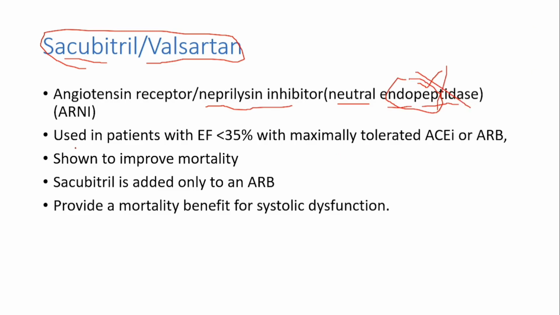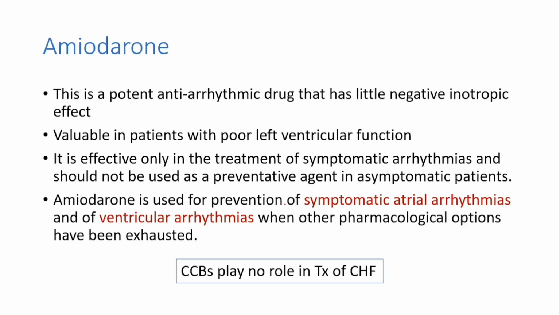Okay. So it is used in patients with an ejection fraction less than 35% with maximally tolerated ACE inhibitors or ARBs. Okay. So if ARBs or ACE inhibitors are not helpful, then use these drugs. They have been shown to improve the mortality. So mortality is lowered with these drugs. Sacubitril is added only to an ARB. Valsartan is an ARB. Okay, so only with an ARB. They provide mortality benefit for systolic dysfunction.